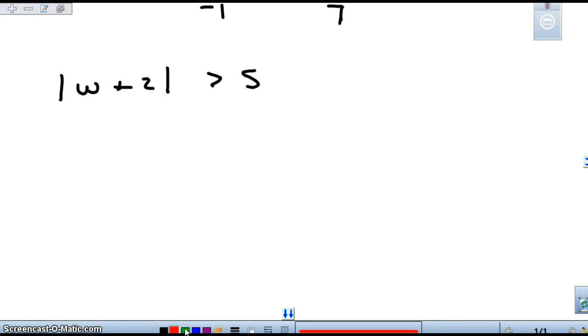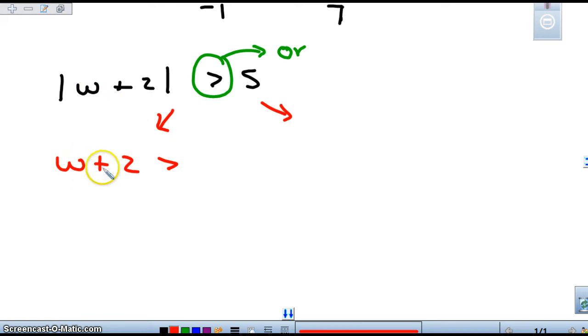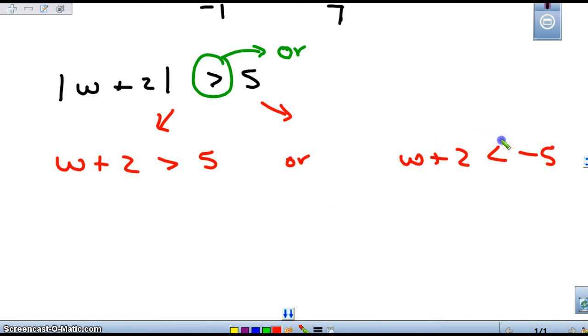If we have to solve the absolute value of w plus 2 is greater than 5. With this greater than, we know that our graph will be an or. What do we have to do next? Write it twice. So we write it straightforward as we have it. w plus 2 is greater than 5, or w plus 2 is less than -5. Remember that in this second one, we flip the sign and do the opposite of that last number.